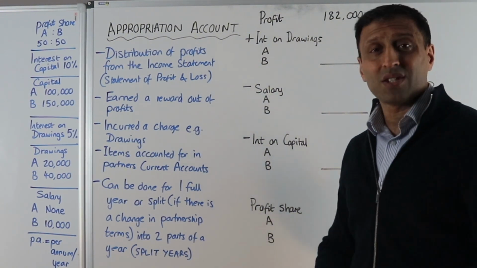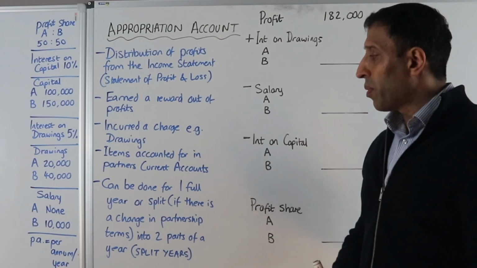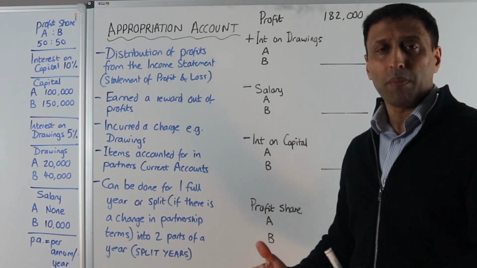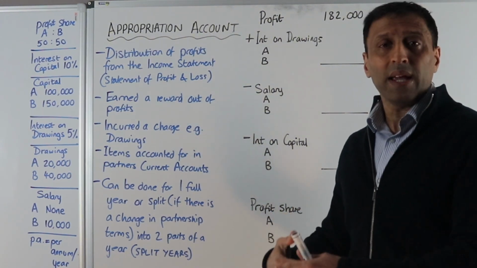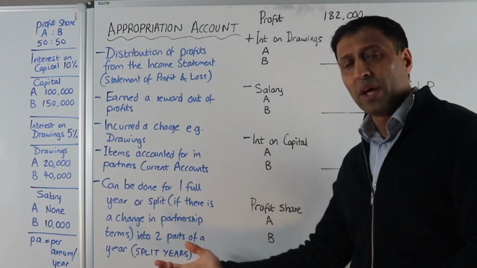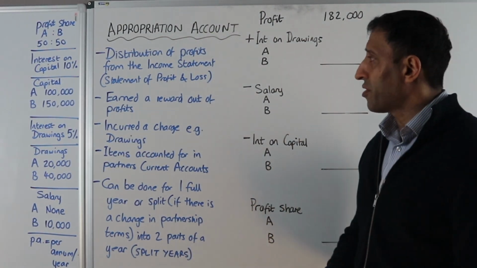Now if the terms and conditions change within the year, let's say after month 4, then we would do 2 appropriation accounts, one for the first 4 months with the original terms and conditions and one for the remaining 8 months with the new terms and conditions. And so that would be called a split year scenario. So we're just going to have a quick look at how this is done.